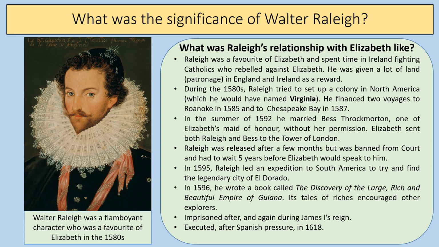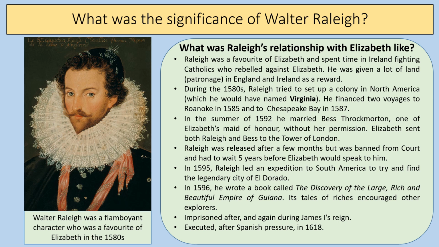Just have a little look at Walter Raleigh's relationship with Elizabeth, which is quite interesting to look at. So Raleigh was a favourite of Elizabeth, and he'd spent time in Ireland fighting Catholics who rebelled against Elizabeth. He was given a lot of land in England and Ireland as a reward. During the 1580s, as we've seen, Raleigh tried to set up a colony in North America, which he would have named Virginia. He financed two voyages, one to Roanoke in 1585 and then the other one to Chesapeake Bay in 1587, which was led by John White.